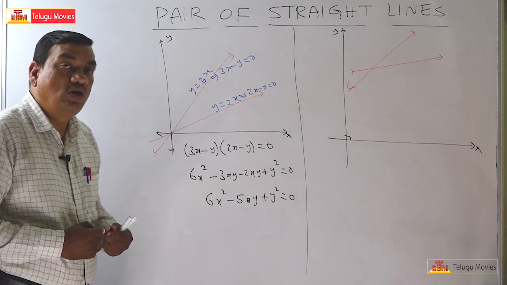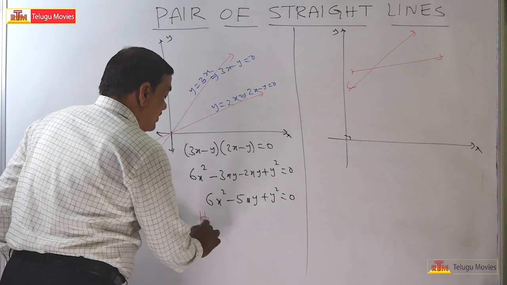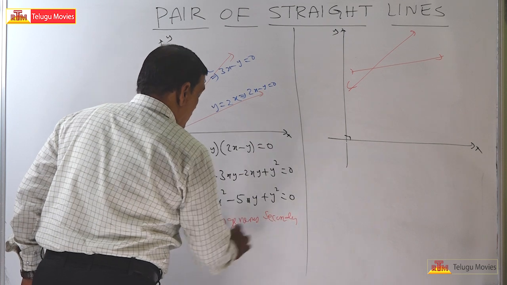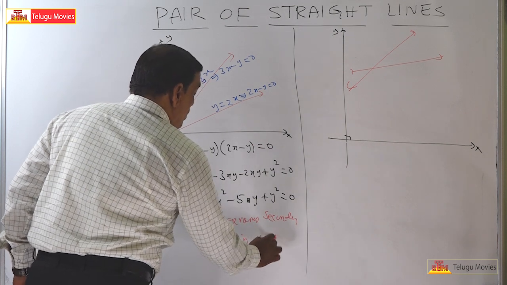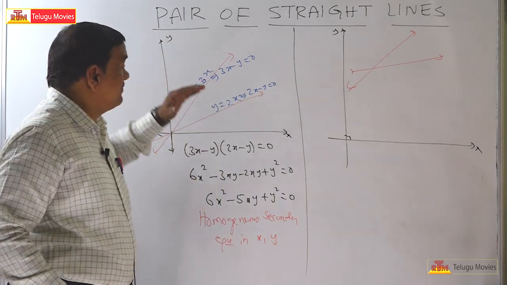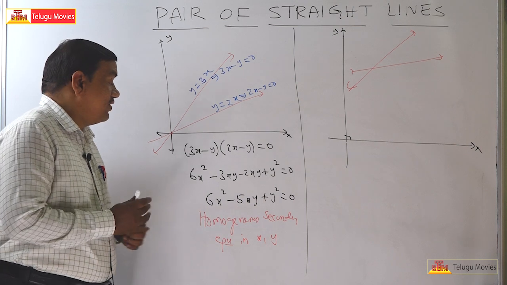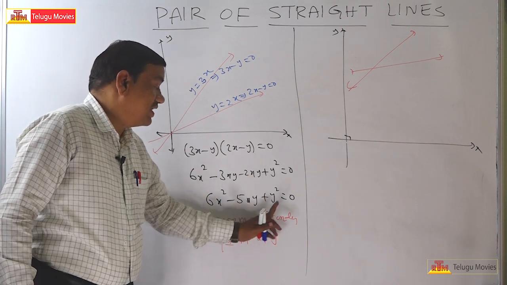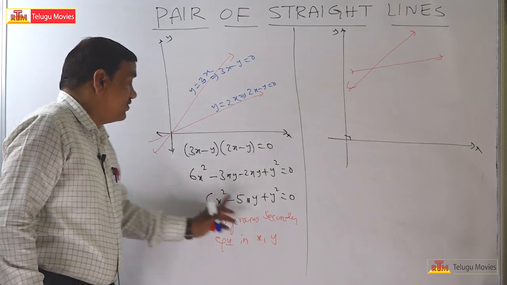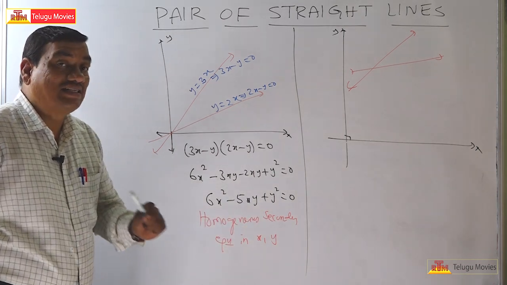So this is called a homogeneous second degree equation in the variables x and y. Let us discuss this case in another video. Let us first concentrate on the pair of lines which pass through the origin. Here what you observe is x square is there, xy term is there, y square is there. Here degree 2, here degree 2, here degree 2. Therefore this is called a homogeneous second degree equation in the variables x and y.